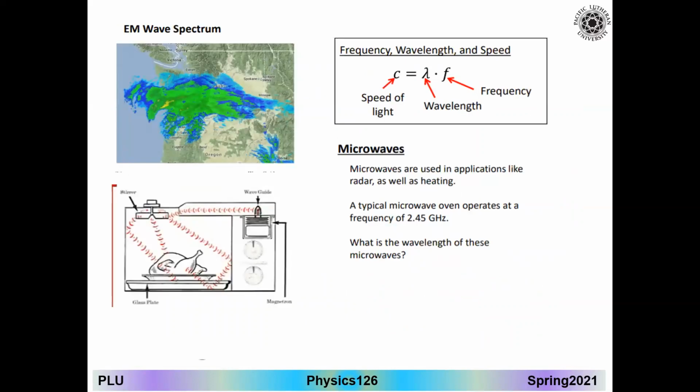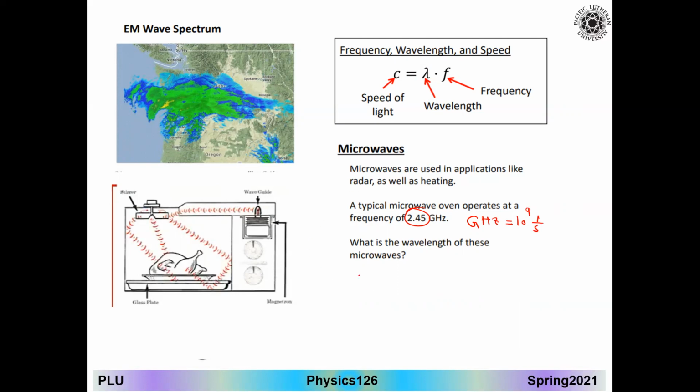Let's move to another spectrum, what we call the microwave spectrum. The microwave spectrum starts from the gigahertz, which is a very high frequency. Generally speaking, you can find many applications for the microwave, like radar, or a very close application, the microwave we use for heating. For example, a typical microwave oven operates at a frequency of 2.45 gigahertz. Again, the gigahertz means 10 to the power 9 hertz.